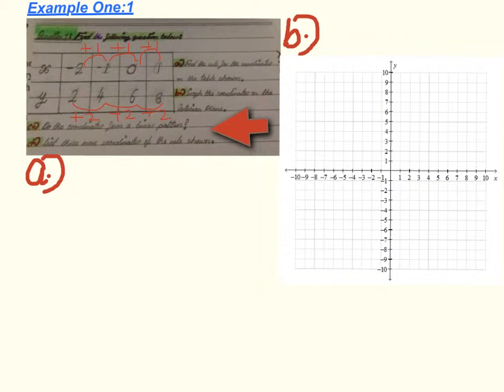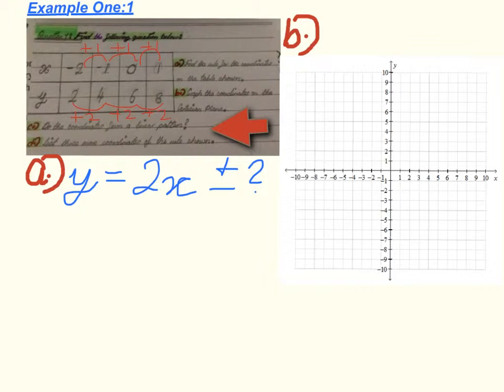Example number 1, question 1. Find the following. Part A, find the rule for the coordinates in the table shown. The table shows that x has a difference of 1 and y has a difference of 2, which means that y equals 2x plus or minus something. To find that something, we'll need to substitute the values. Let's pick the first value.